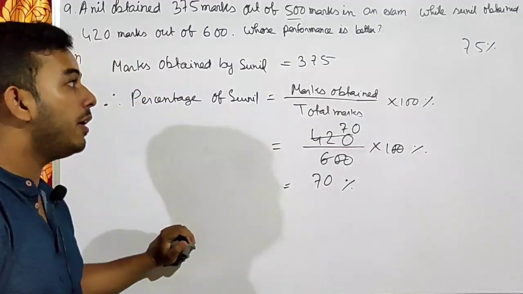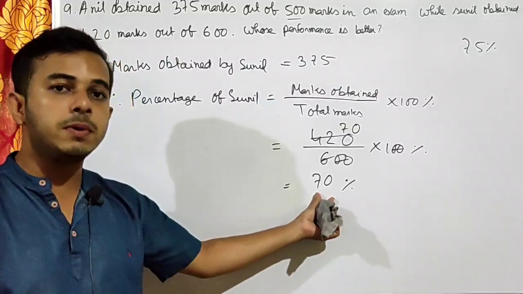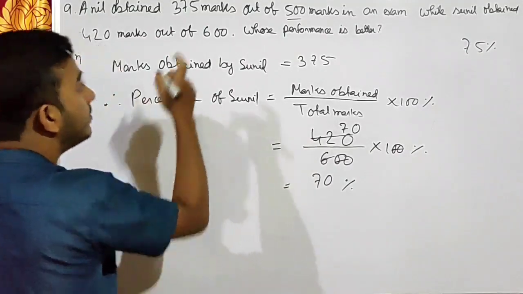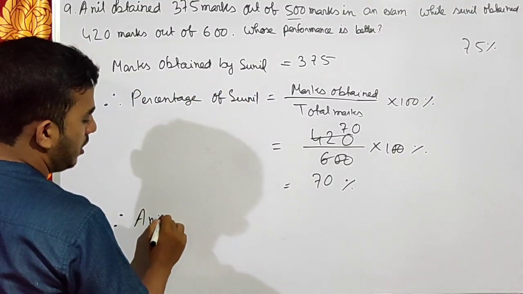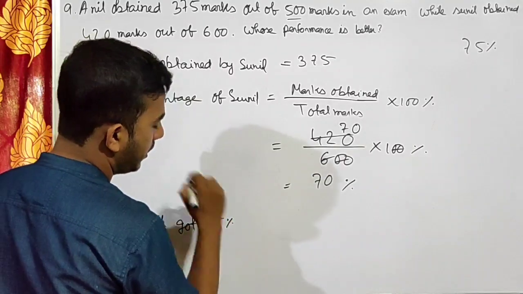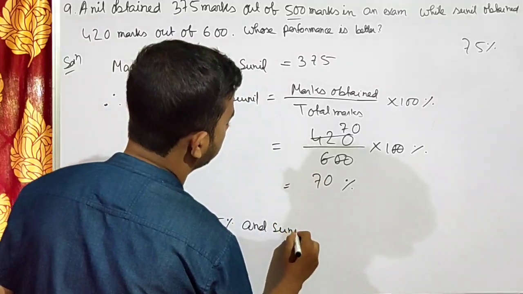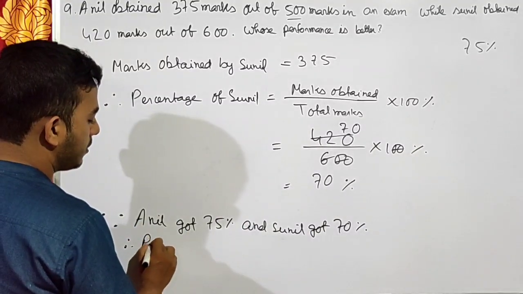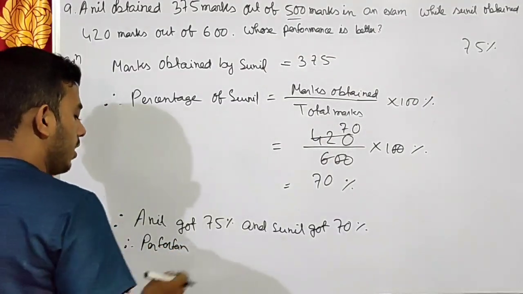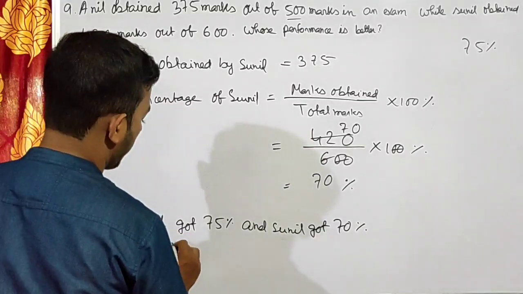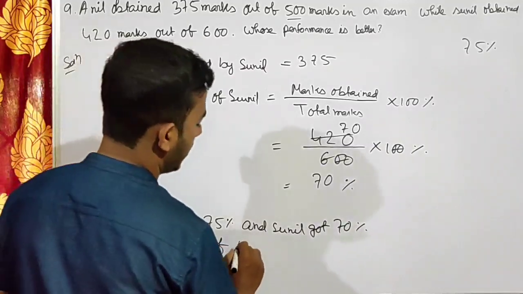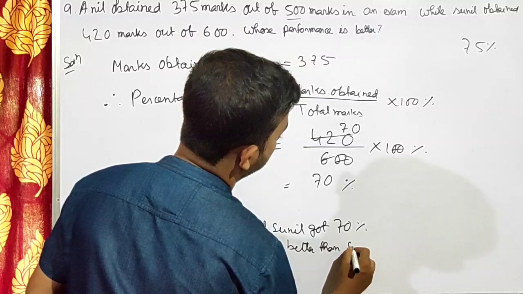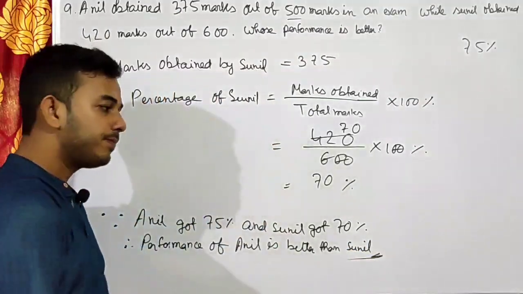And now you can say whose performance is better. Anil got 75%, then Sunil got 70%. So who is better? Anil is better, isn't it? So we write: since Anil got 75% and Sunil got 70%, therefore performance of Anil is better than Sunil. I hope this is clear.